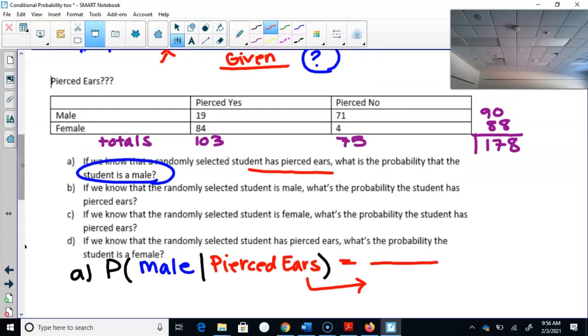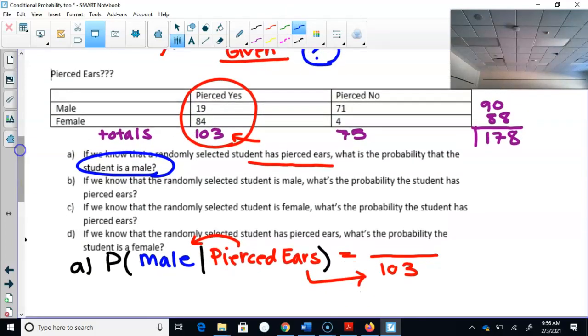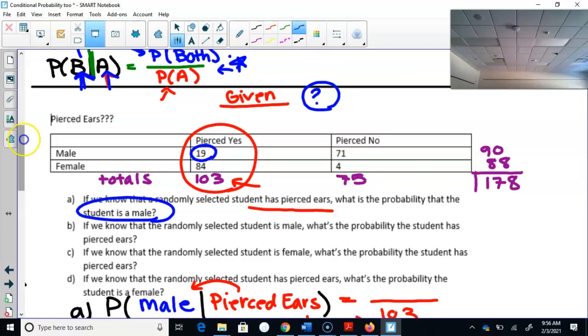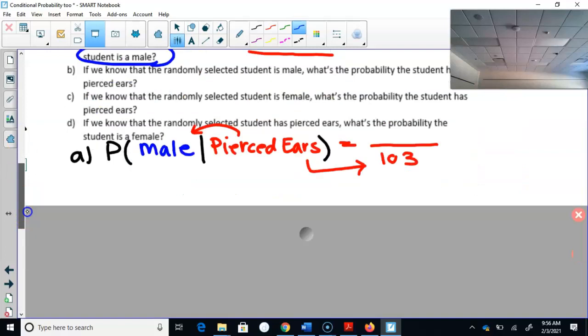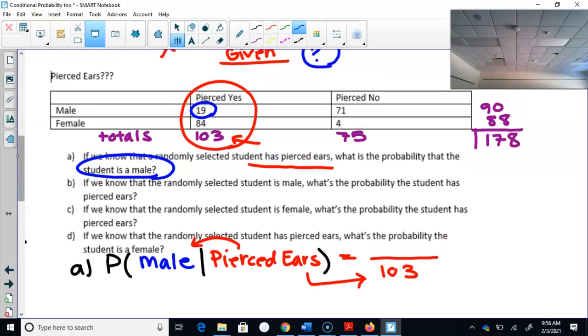Well, who has pierced ears? Everyone who has pierced ears is right here. The total is right there. So out of all the pierced ears people, we want to know now who of them are male. That goes in our numerator. Both pierced ears and male goes in our numerator, right? That's what the question's asking. How many of these people are male and have pierced ears? There's 19 of them. So 19 over 103.